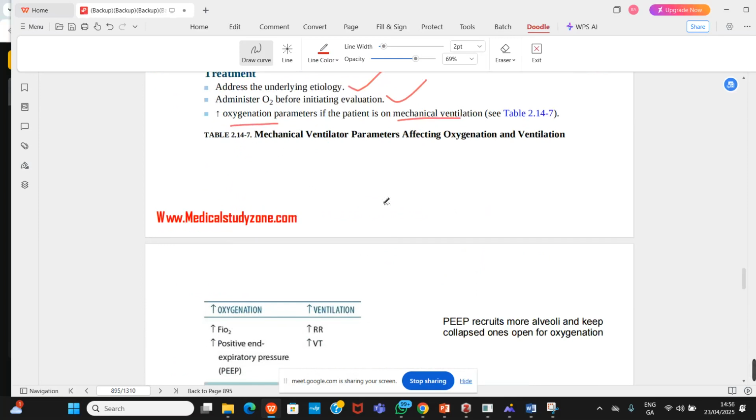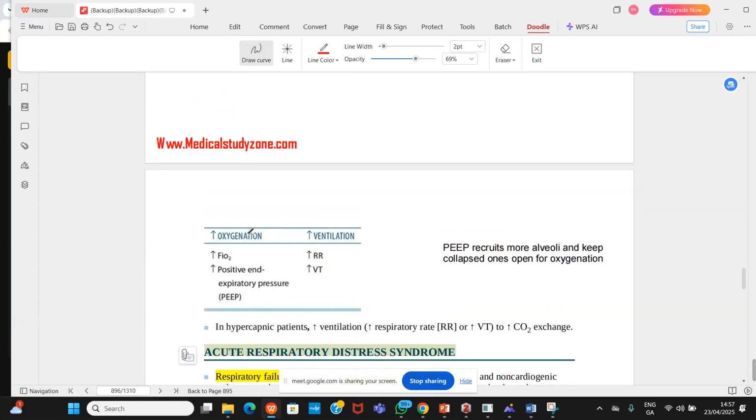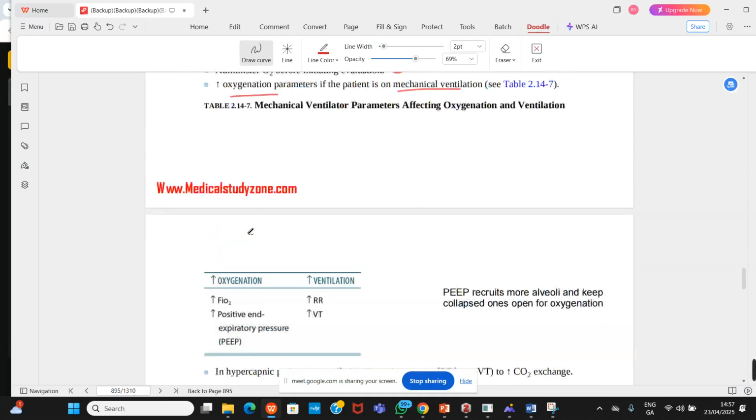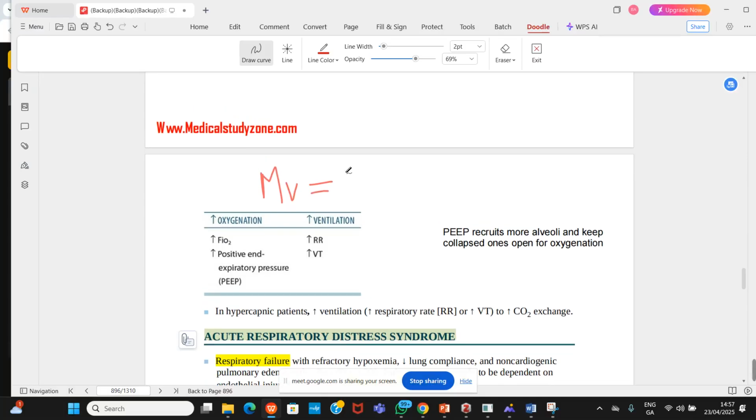So increase oxygenation parameters if the patient is on mechanical ventilation, and I'm going to talk about that shortly. Now there are different parameters you can adjust on mechanical ventilation. We are going to break down mechanical ventilation shortly, and we need to know some parameters that we can adjust and what this adjustment is going to cause. From step 1, that is why step 1 knowledge is important, because if step 1 knowledge is not there, it will be very difficult to be explaining step 2.